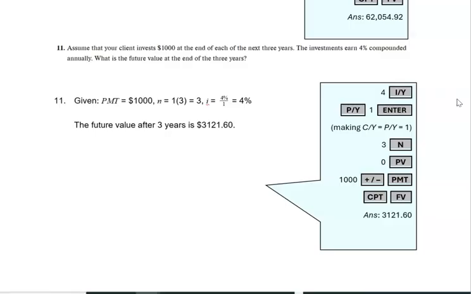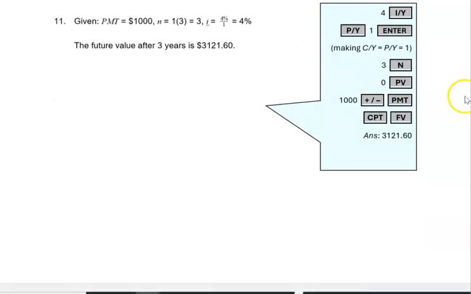3N, 0, present value, 1,000, the plus or minus button, PMT, and then compute future value for a future value of $3,121.60. So you've put 3,000 in over a period of 3 years, and you have interest of $121.60.